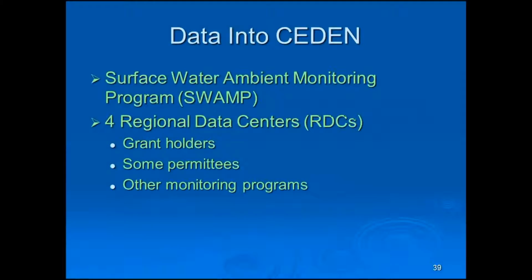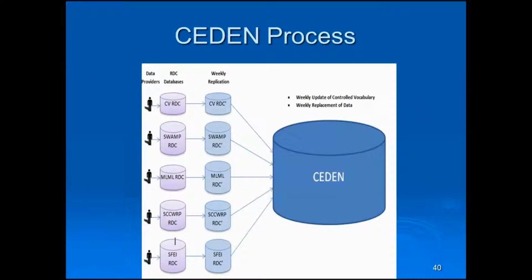So as I mentioned, SWAMP feeds CEDEN. We also have four regional data centers throughout the state that grant holders, some permittees that we regulate, and other monitoring programs feed into, and then those databases get replicated into CEDEN in a weekly process, and that's how CEDEN gets fed.